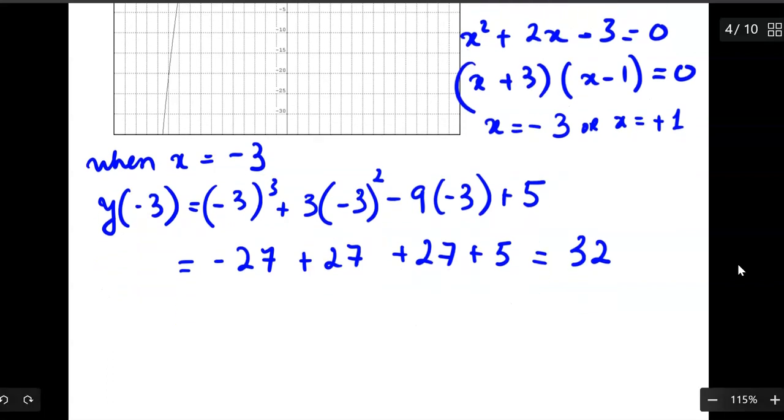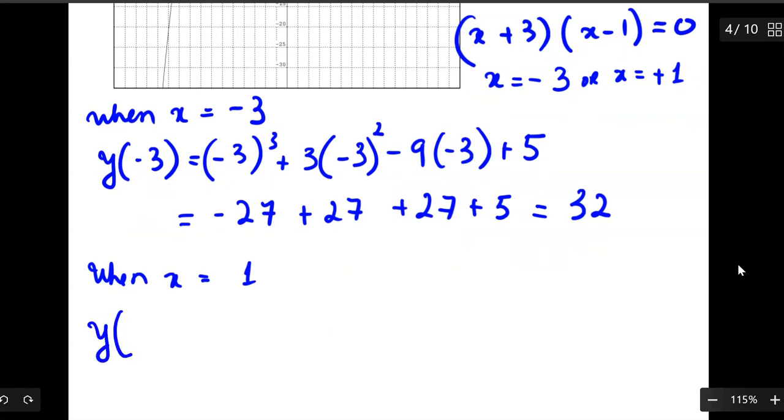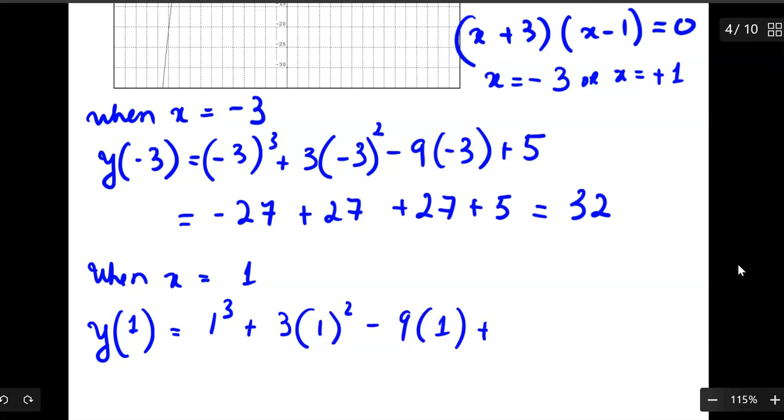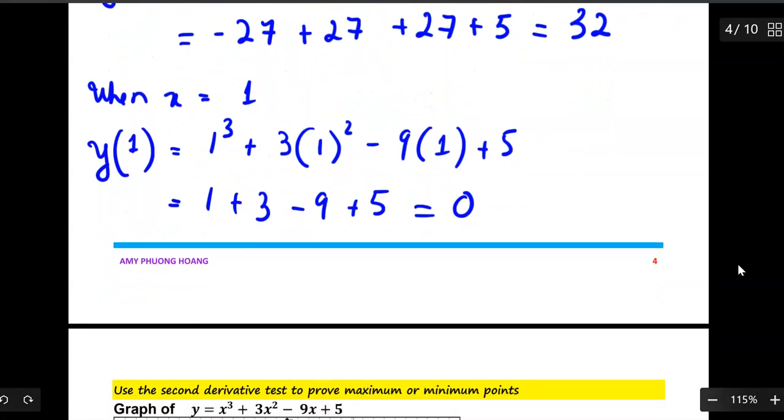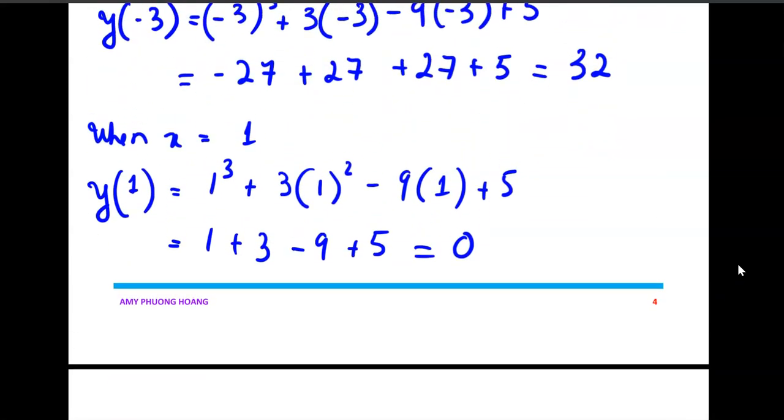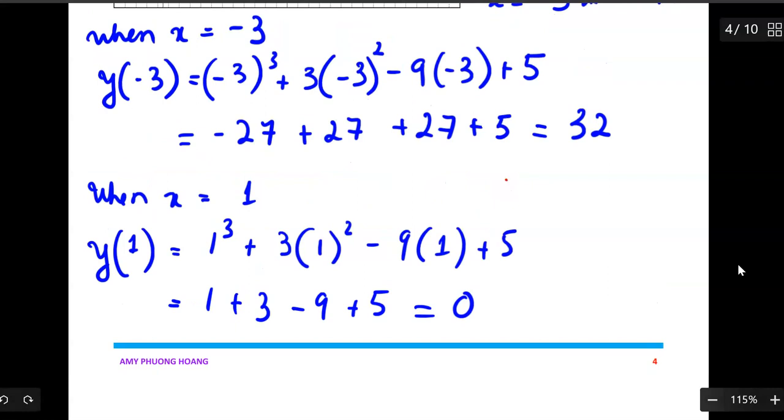Okay, and when x equal to 1, y evaluated at 1 is equal to 1 cubed plus 3 times 1 squared minus 9 times 1 plus 5. So I should have 1 plus 3 minus 9 plus 5, and it happens to be 0. Okay, so therefore there are 2 points for this. The point I have should be -3 and 32, and the point I have should be 1 and 0.